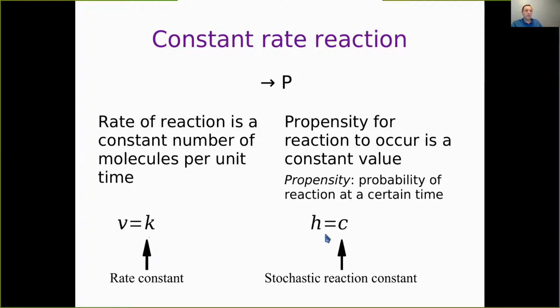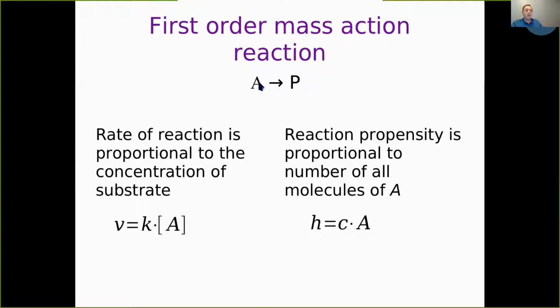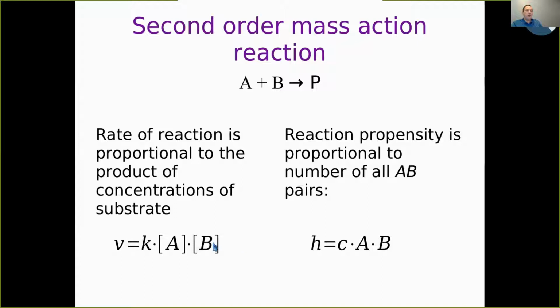You can see the similarity already of the two rates. Now, if you have a first order mass action reaction, A is transformed into P in this case. The traditional mass action kinetics has the rate equal to a constant k times the concentration of A. The propensity is proportional to the number of molecules of A. So the propensity here is a constant times the number of molecules. Again, see the similarity of the expression. Now for the second order reaction, you get the expression k times A times B, and the propensity is now proportional to the number of all AB pairs, and the number of AB pairs is just the product of A times B.